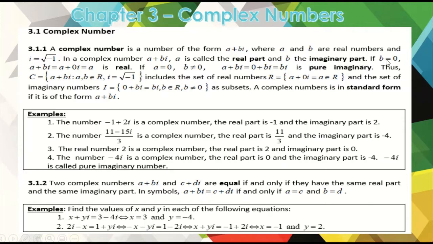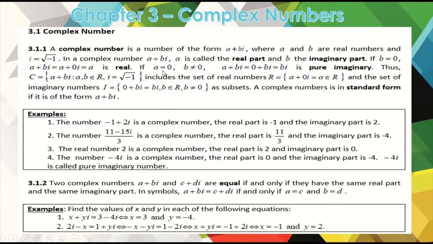If b is equal to 0, a plus b times i is equal to a plus 0i. So, gisubstitute ang b og 0. If b is 0, so gisubstitute nato si 0. So, ang mahitabo, it is equal to a na lang. And a is a real number.